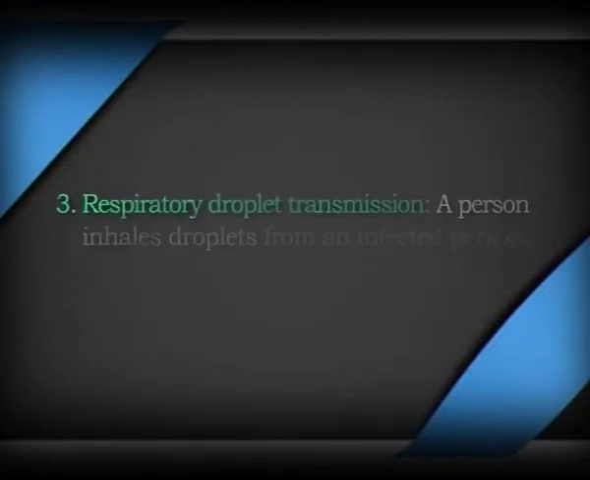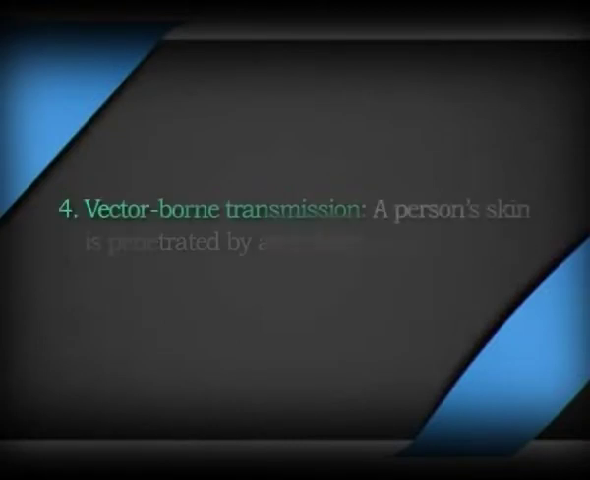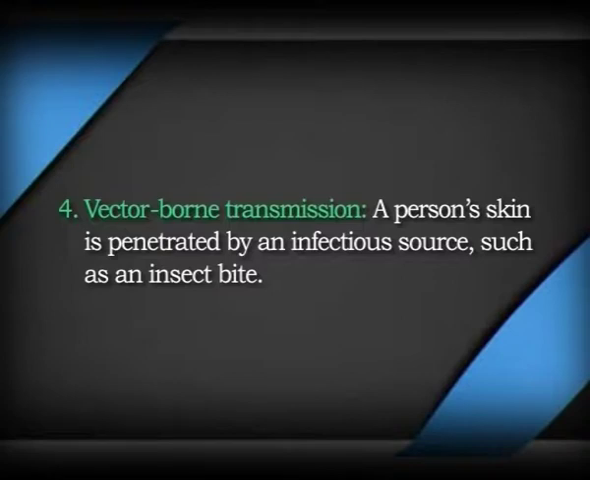Number 3, respiratory droplet transmission. A person inhales droplets from an infected person, such as through a cough or sneeze. Number 4, vector-borne transmission. A person's skin is penetrated by an infectious source, such as an insect bite.